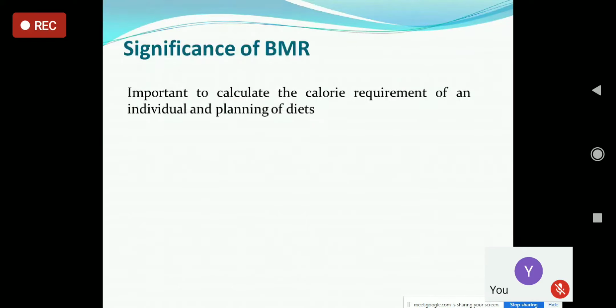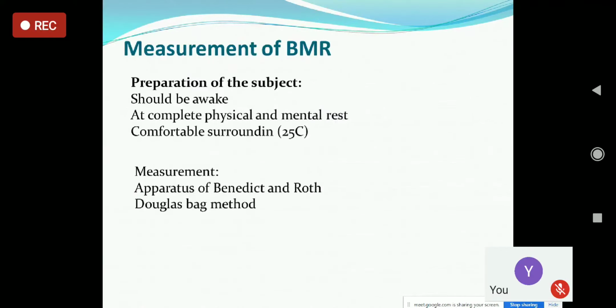What is the significance of BMR? Why is it important to know the BMR of an individual? Because it is important to calculate the calorie requirement of an individual and to plan diets, because the body needs calories for three processes. One is maintenance of basal metabolic rate, another is physical activity, and another is specific dynamic action. Out of these three, BMR is important. So if you know the BMR, you can plan the diet of an individual.